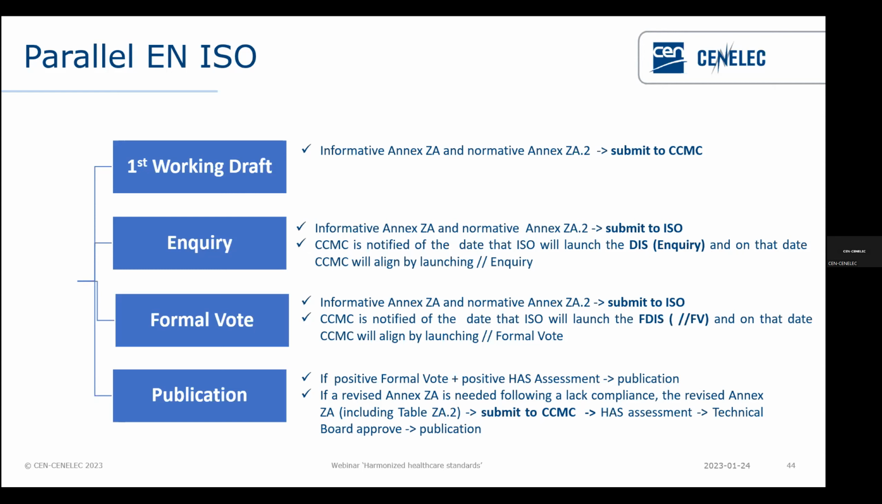So please remember that for parallel EN and ISO standards, all annexes ZA and ZA2 should be submitted directly to ISO for the parallel inquiry and parallel formal vote. But at the first working draft and publication stage, all annexes should be submitted to CCMC via the submission interface.